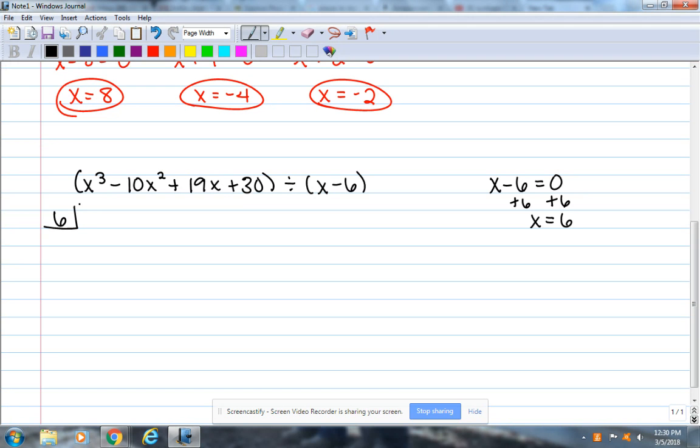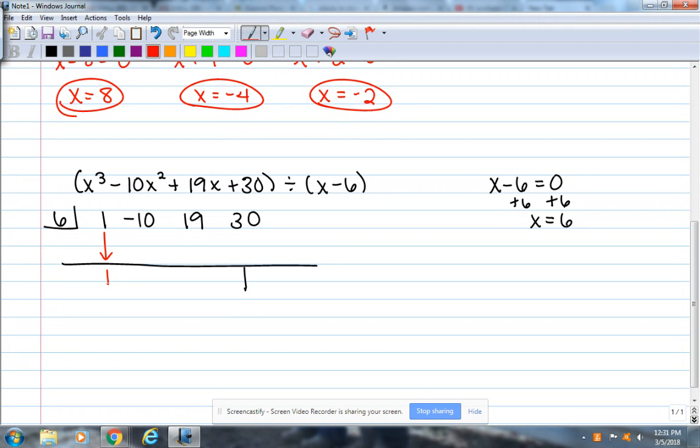Then you're going to take all of your coefficients for your polynomial. The leading term is a 1, and you have a negative 10, and you have a 19, and then you have a 30. Draw your line, skip a space and draw your line. If you want to go ahead and put your little box for your remainder over here, you can, because it will be on the bottom right. All right, remember that we drag down our leading coefficient.